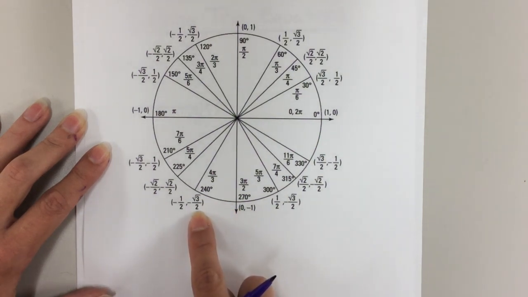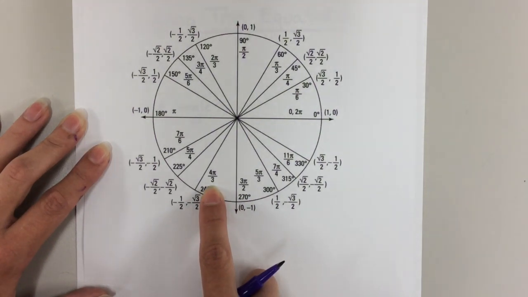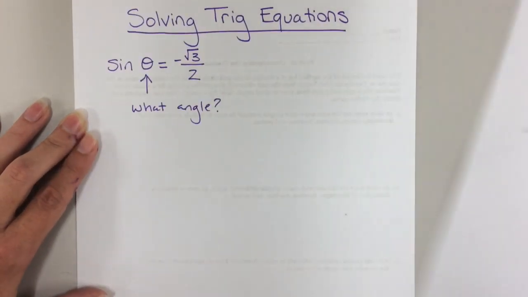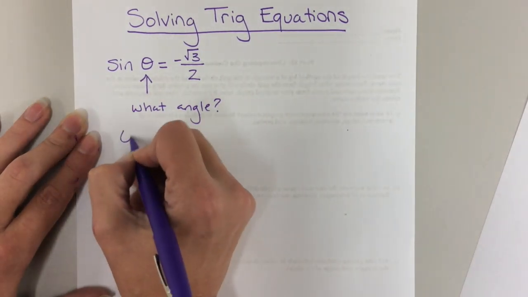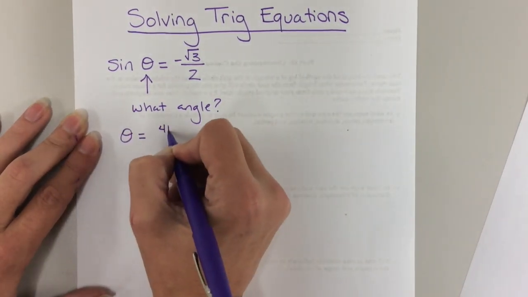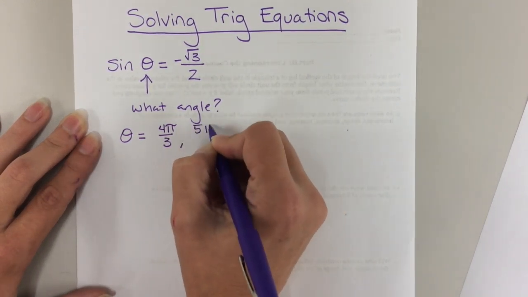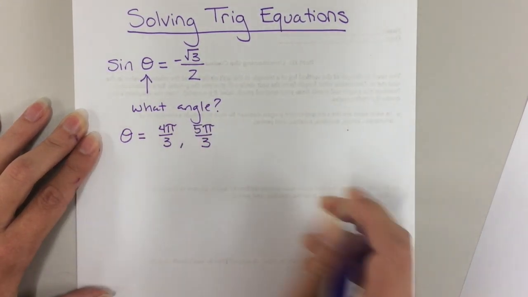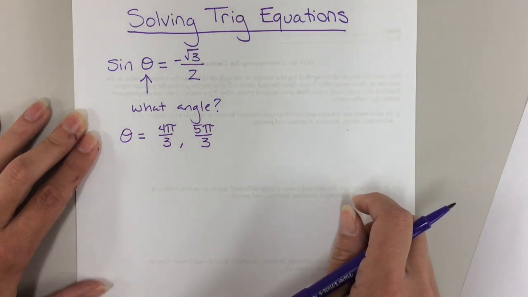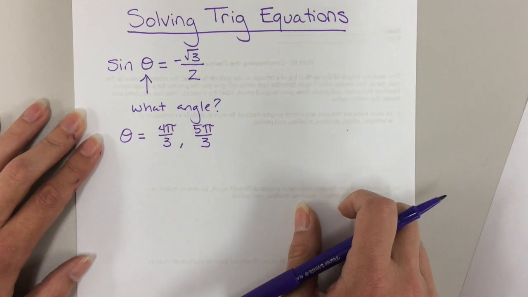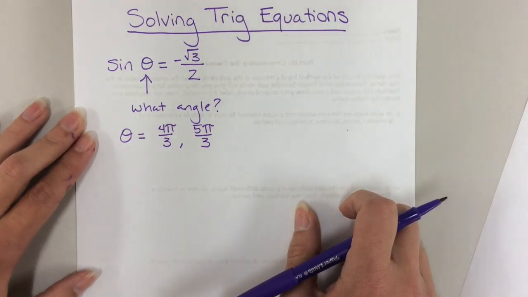So what angle gives us that sine value? 4 pi over 3 and 5 pi over 3. So we'll say that theta equals 4 pi over 3 and 5 pi over 3. So what angle gives you a sine value of negative square root of 3 over 2? The angle 4 pi over 3 and 5 pi over 3.